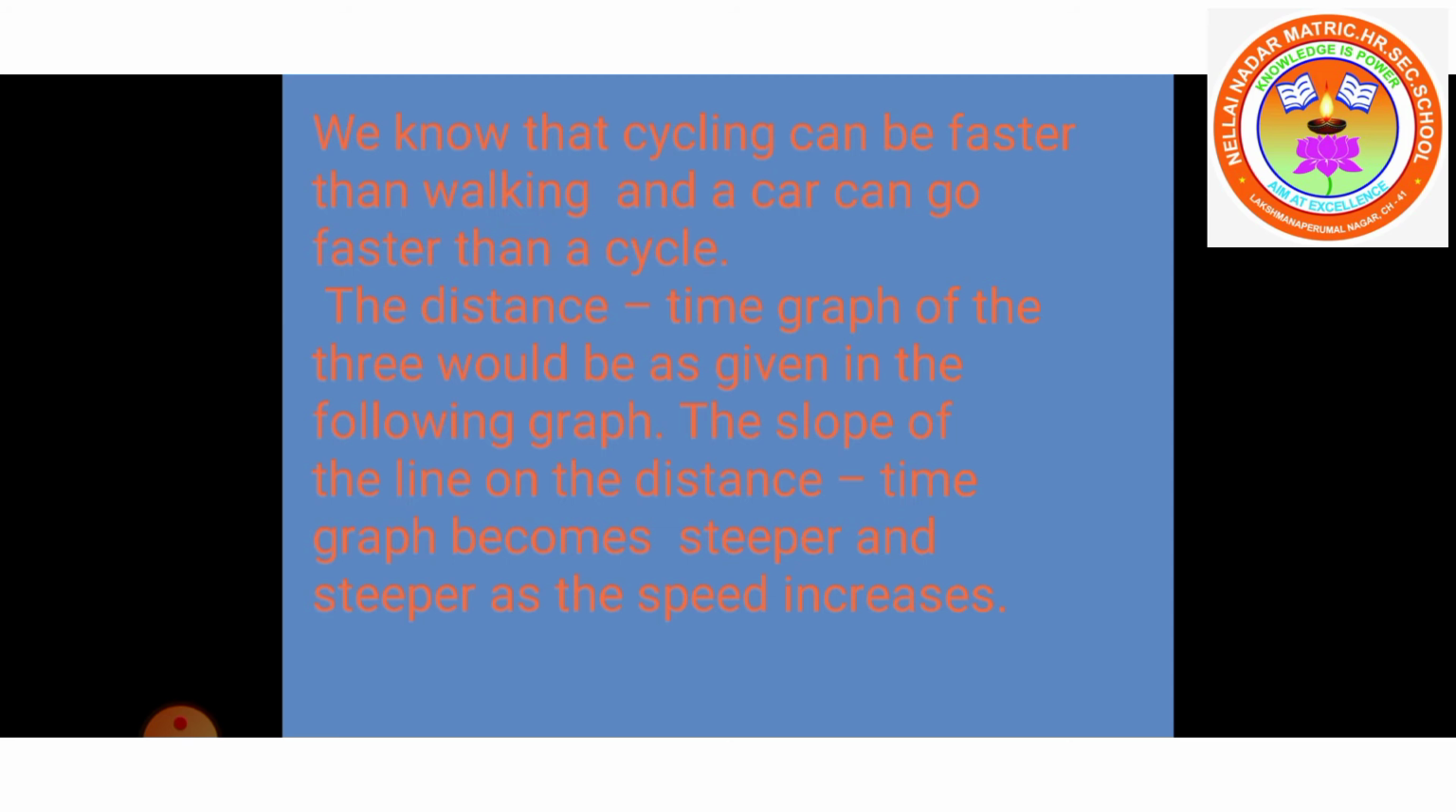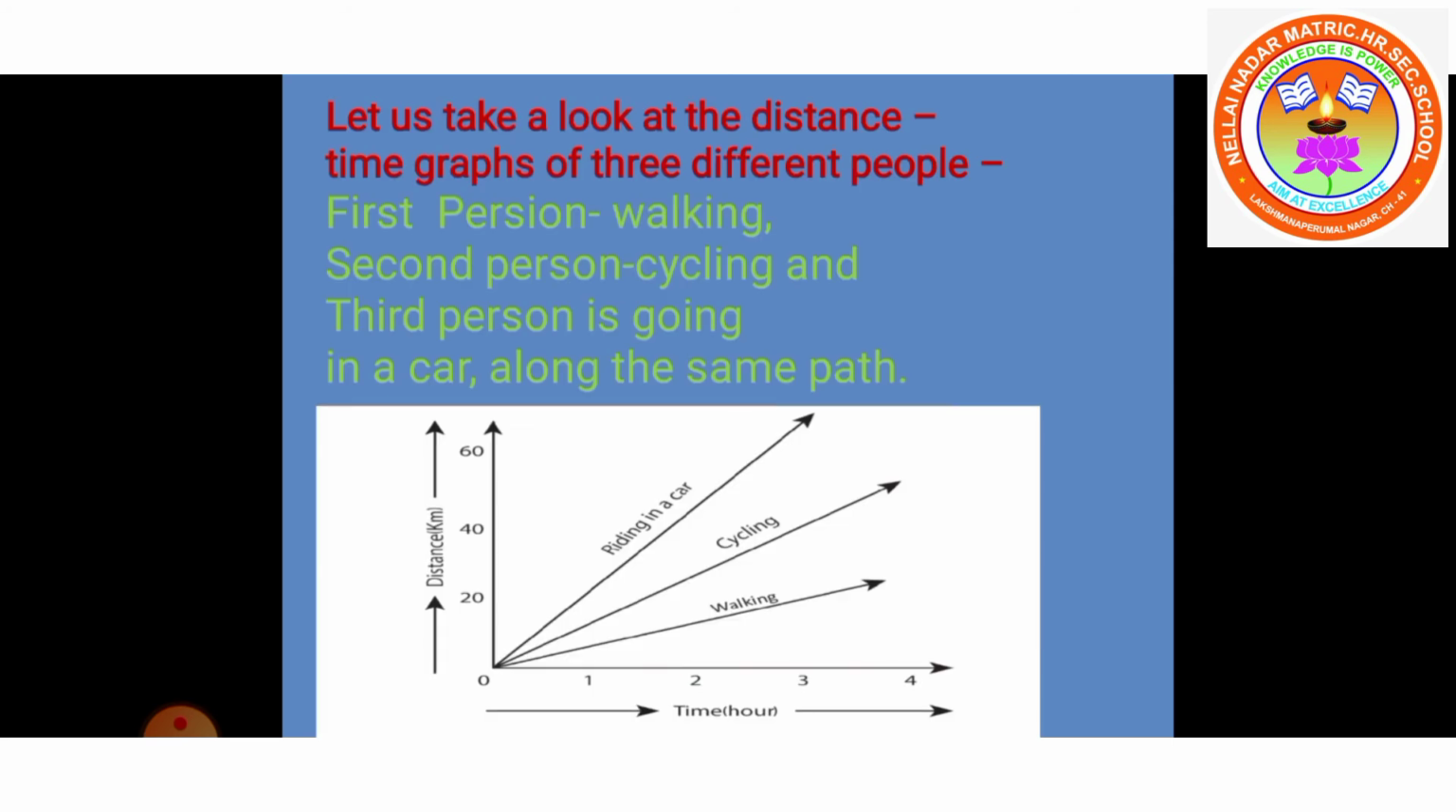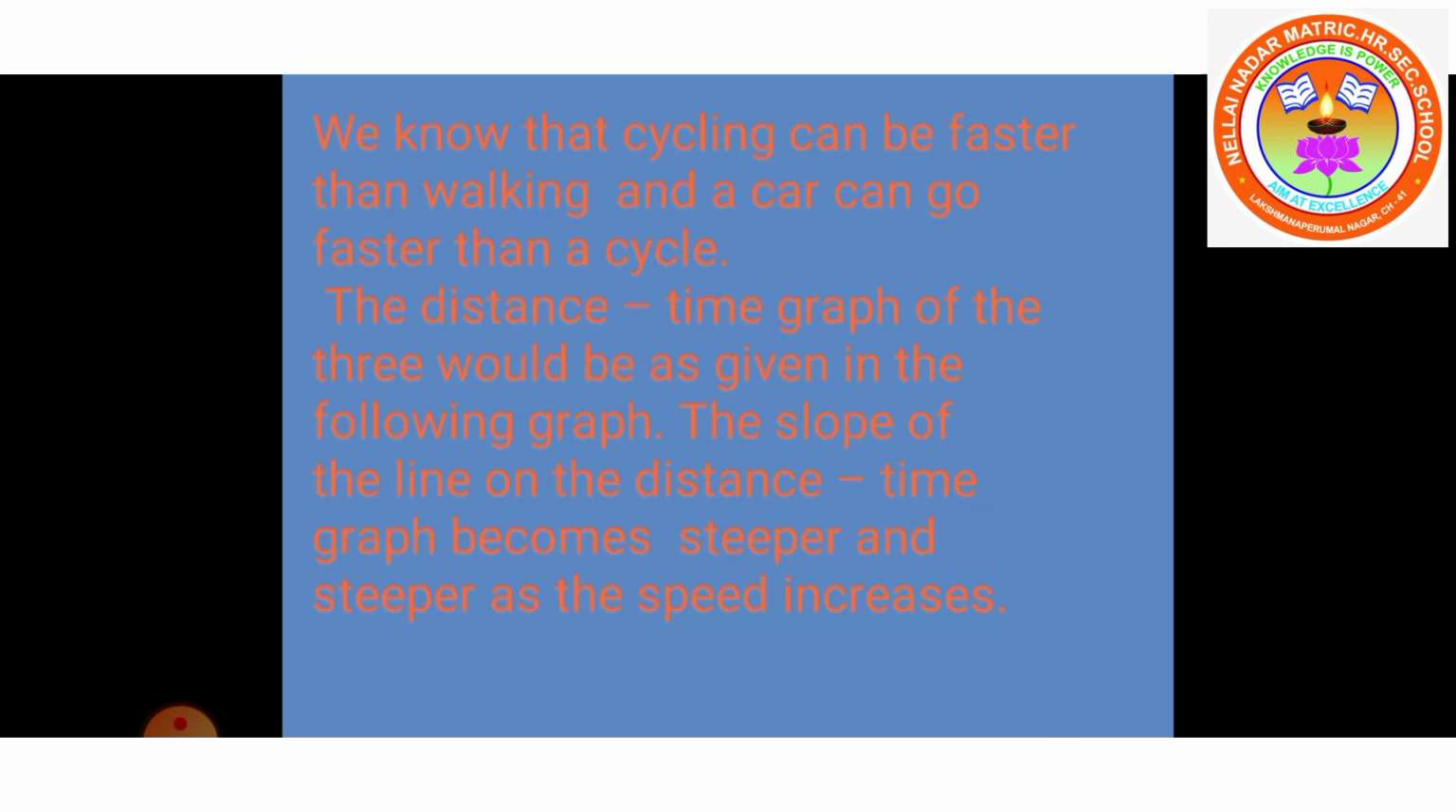The slope of the line on the distance time graph becomes steeper and steeper as the speed increases. So what is the meaning of steeper? Steeper means it has a larger value. So you noted that the slope of the line on the distance time graph becomes larger and larger as the speed increases. Here the speed of cycling compared with walking is greater than walking, so it is steeper than walking, it is larger than walking. Students, I hope that you understood well.